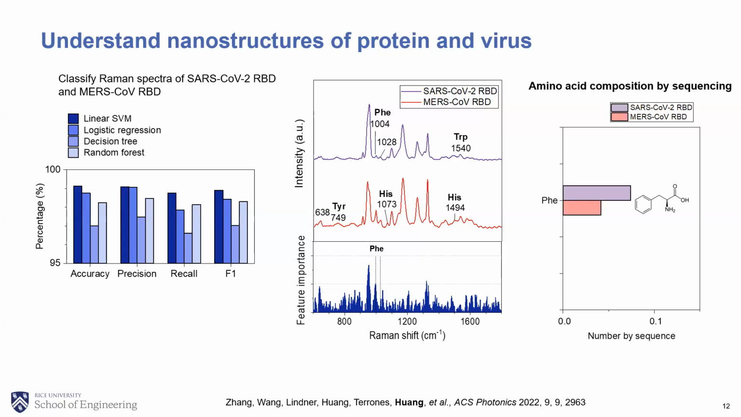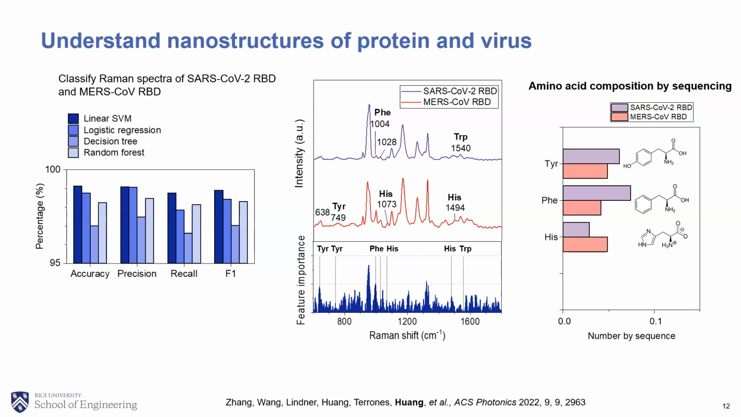From the sequencing result, which can be considered as ground truth, indeed we can see phenylalanine has a very different composition in SARS and MERS RBDs. And a similar case goes for some other amino acids. Next slide. You can see these peaks correspond to tryptophan and histidine. Next slide. You can also see tryptophan and histidine have very different compositions in SARS and MERS RBDs. On the other hand, if you look at another wave number, next slide.